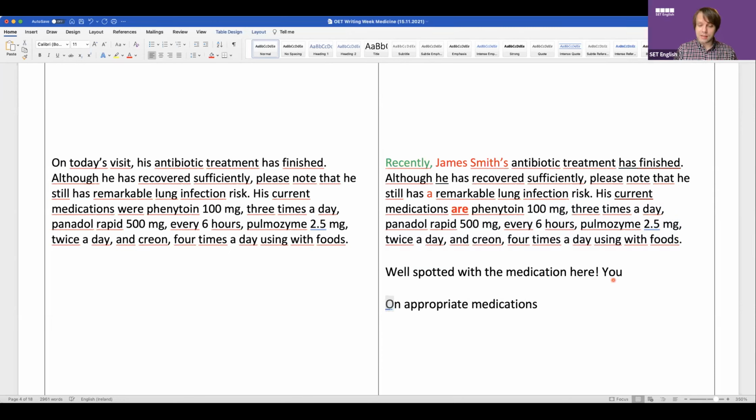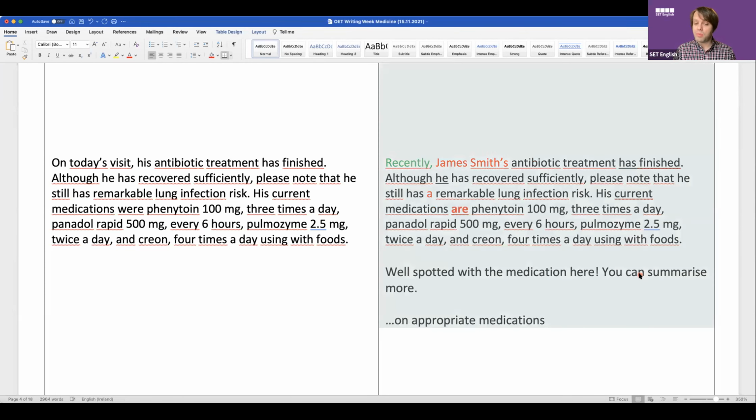I like that. Okay, so I was just going to say you can summarize more here. You're summarizing very strongly. What do we think, guys? What if you just said he is on appropriate medications in the background paragraph? What do you think? Guys, you're all doctors here.